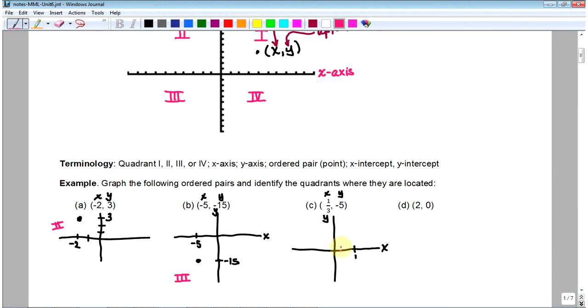That's going to be my starting point for my x, but now I need to go down 5 units. You can either draw out 5 tick marks, or again, you can just mark a point and make that your -5. I'll go ahead and put 5 tick marks. 2, 3, 4, 5. And again, you want to make sure they're evenly spaced. So 1/3, -5 is going to be located in the 4th quadrant.